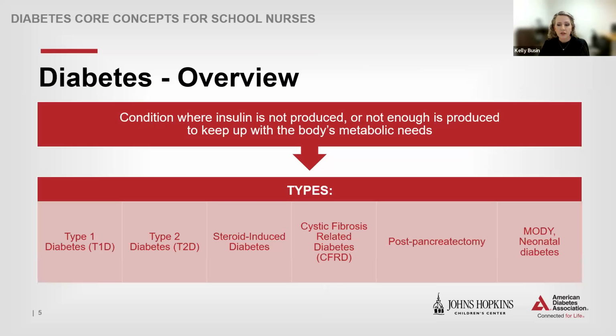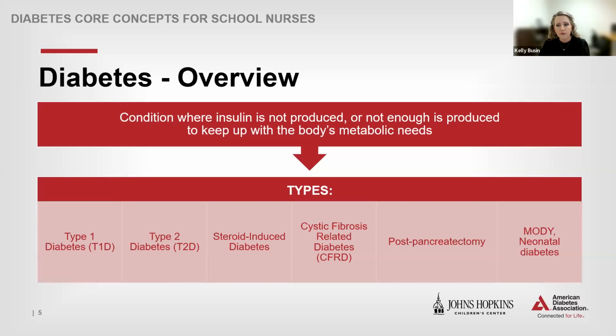So before we get started, let's quickly review what diabetes is. All forms of diabetes have the common theme that the pancreas is either not able to produce insulin or is not able to produce enough insulin to sustain the body's metabolic needs and take glucose into the blood cells so that it can be converted to energy.